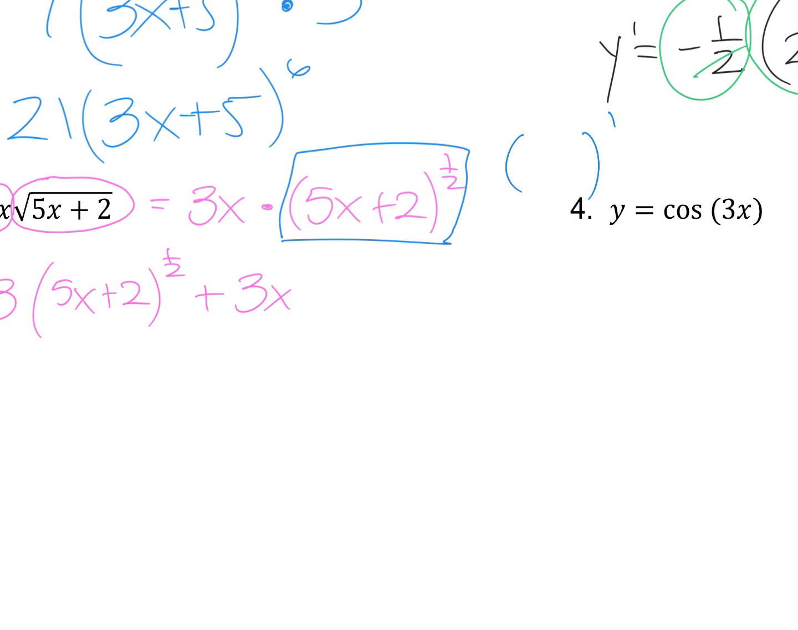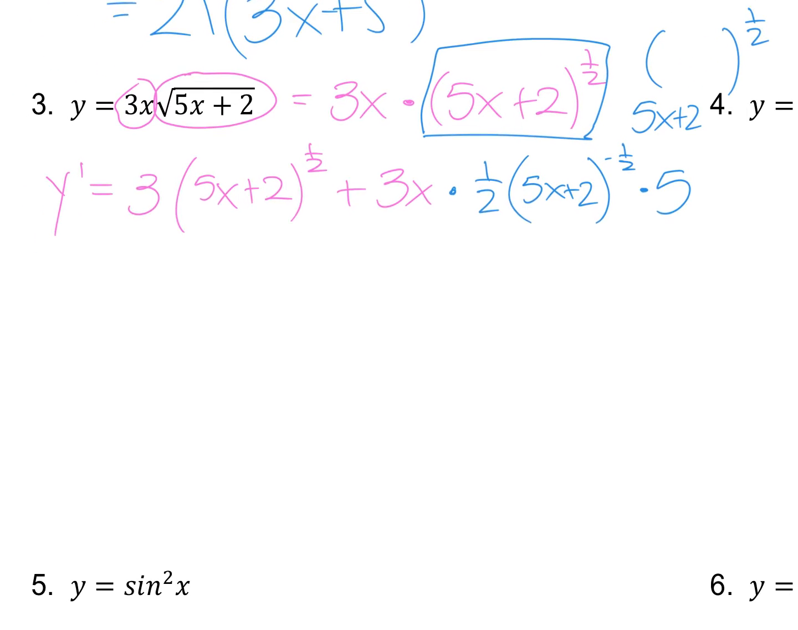Because the outside function is something to the 1/2 power, and the inside function is what? 5x plus 2. All right, so we just practiced that, but let's practice it again. So this is times. How do I do the derivative of the outside function there? 1/2 something to the negative 1/2. And what was inside? 5x plus 2. Times the derivative of the inside, which is what? 5. Now, I did that in a separate color so you could see my chain rule part. Before we go anywhere from there, do we have any questions about where we're at here?